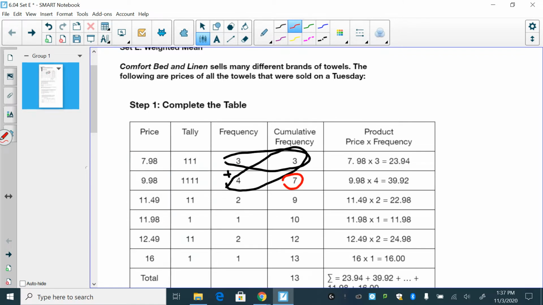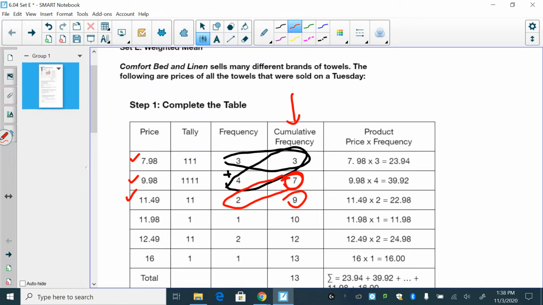If I was writing these numbers out, lowest to greatest, like you did in 6.03, I have 7.98, 7.98, 7.98, three of them. Then I would write 9.98, 9.98, 9.98, 9.98. And then I would write 11.49, 11.49. I have seven so far, and then I'm going to have two more after I list 11.49 twice. So altogether, I have 9 items. That's what this is showing me, how many items I've listed so far.